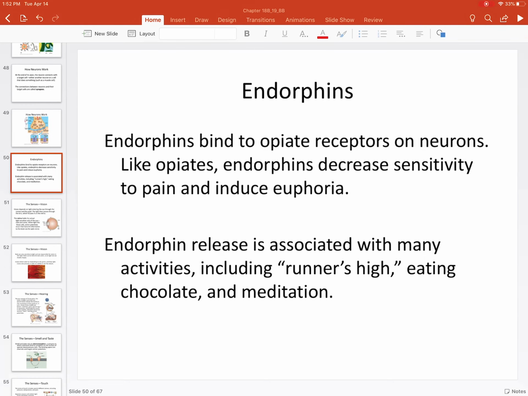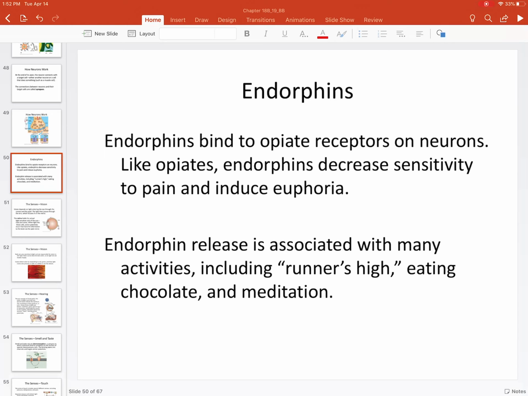All right, so endorphins are important because they bind to your opiate receptors on neurons. Like opiates, endorphins will decrease sensitivity to pain and induce euphoria. So people who run and work out will say, I have a runner's high. Well, that's your body releasing a lot of endorphins, which makes it feel good.